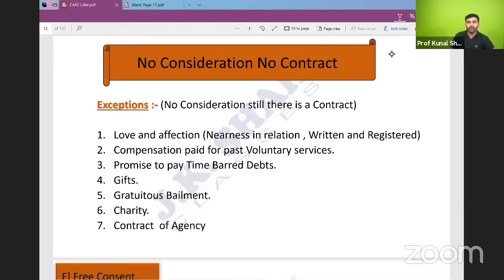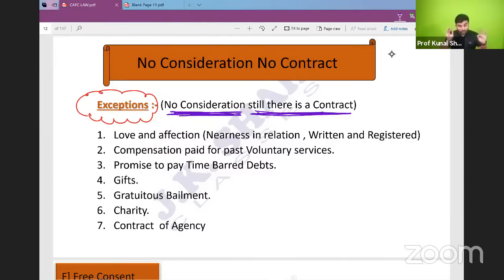But friends, as rightly said, whenever you have a rule, rules have certain exceptional cases. Over here, the exceptional cases say that no consideration, still there is a contract. Rule: no consideration, no contract. But in exceptional cases, no consideration, still there is a contract.